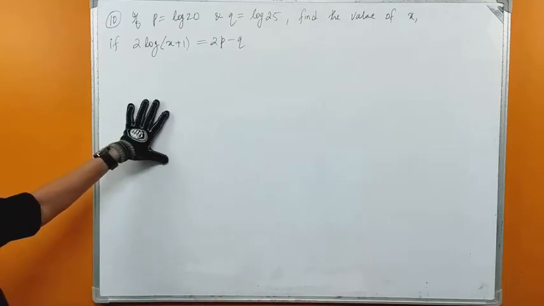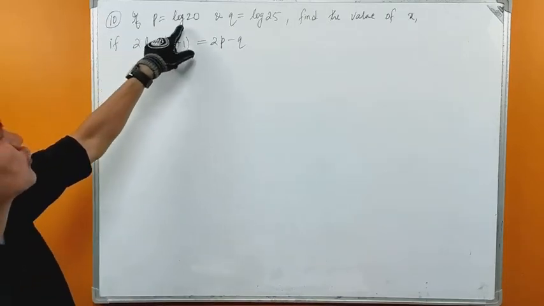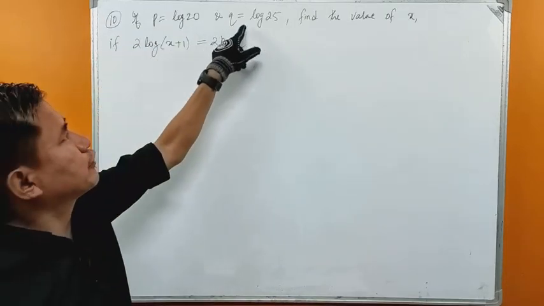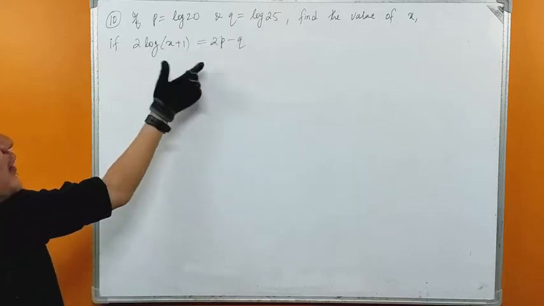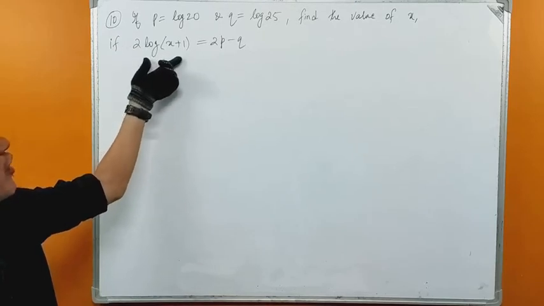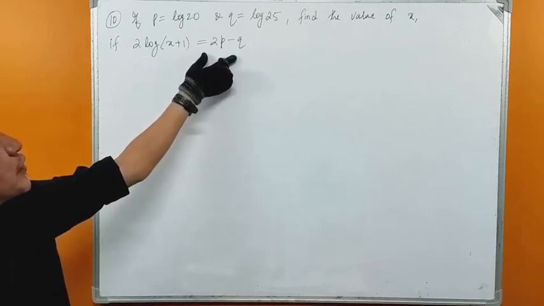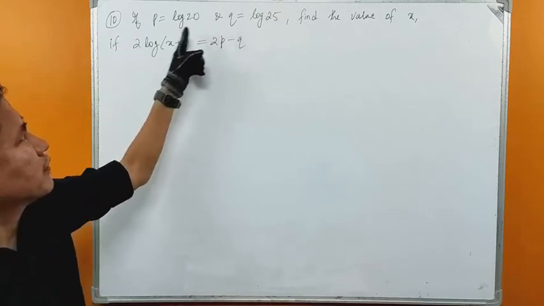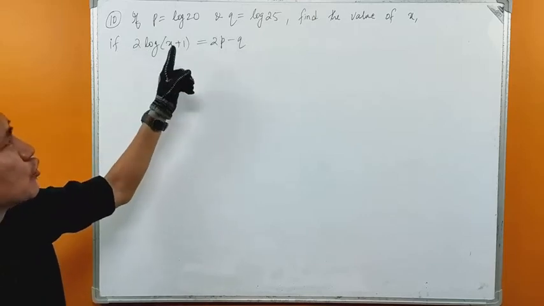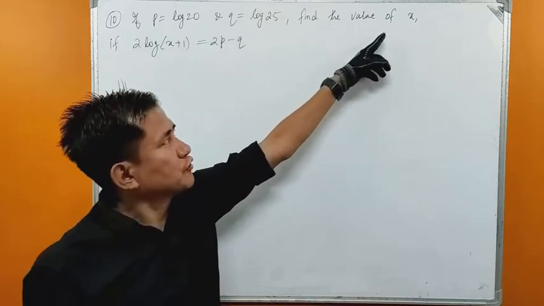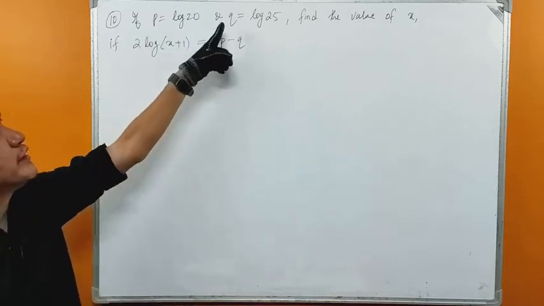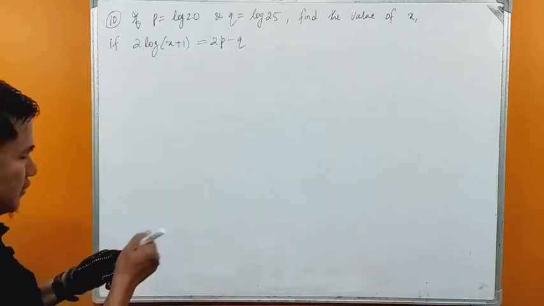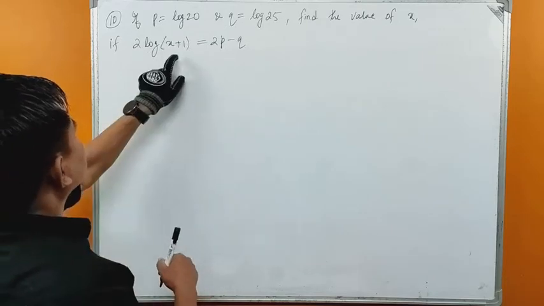Okay, question number 10. If p equals to log 20 and q equals to log 25. So these two are the given conditions. Find x if 2 log x plus 1 equals to 2p minus q. So this is the given equation. From this equation we are asked to find the value of x, and the condition is p equals to log 20 and q equals to log 25. So let us rewrite this equation first.